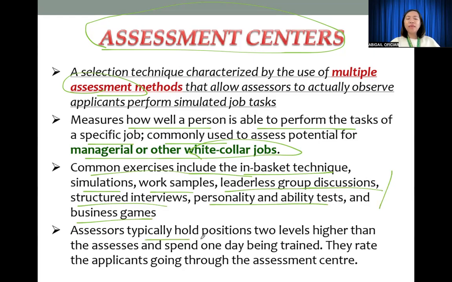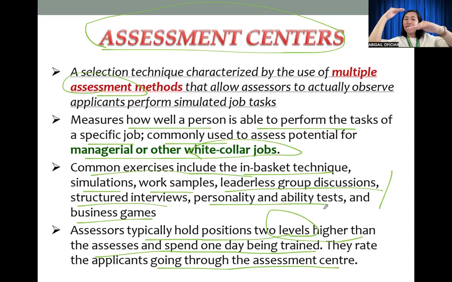The assessor typically holds position 2 levels higher than the assessees and spends 1 day being trained. They rate the applicants going through the assessment center. So the idea here, dapat yung mag-rate at mag-assess ng mga applicants ay 2 level higher than the job they are applying for. So kung yung applicant ay nag-a-apply sa trabaho na ito, dapat yung mag-a-assess sa kanya ay mas mataas ng 2 level. Okay? So another is, of course, dapat may training yung assessor.